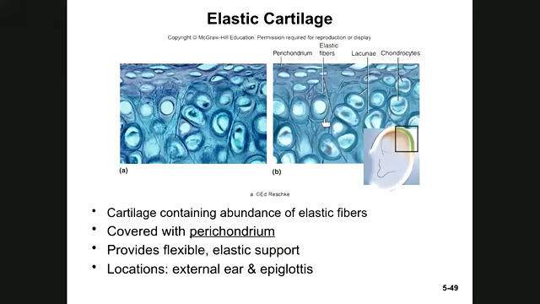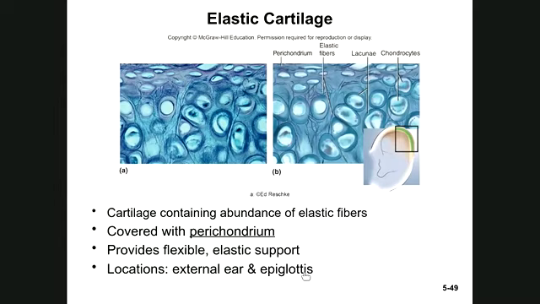And you need to know that the elastic cartilage and elastic connective tissue, both of them contain a large number of elastic fibers. However, the elastic cartilage is semi-solid, but the elastic connective tissue is very flexible and gel-like. The elastic cartilage is found in the external ear, and also we can find it in epiglottis.